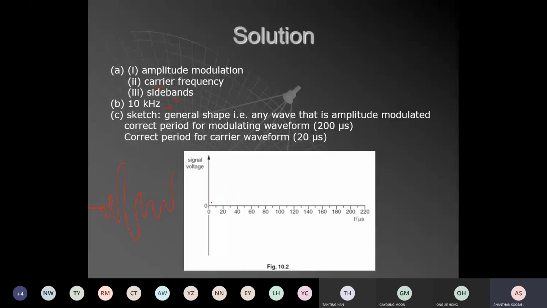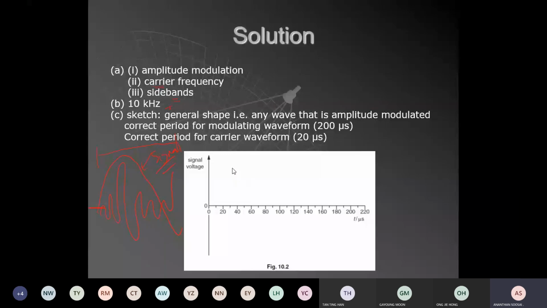Amplitude modulation. The big shape is going to be the signal. The signal has a big period.